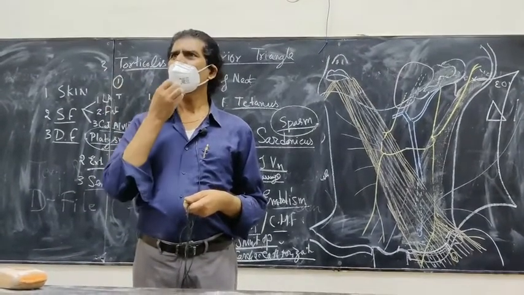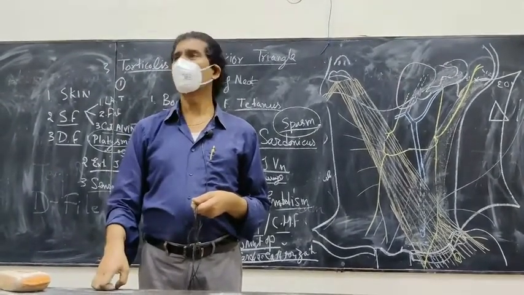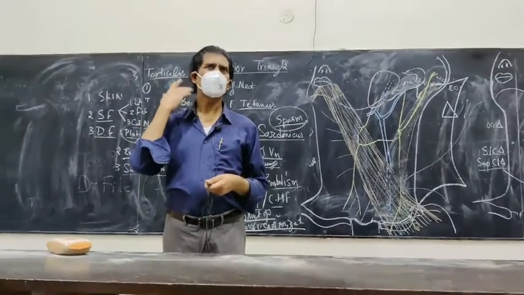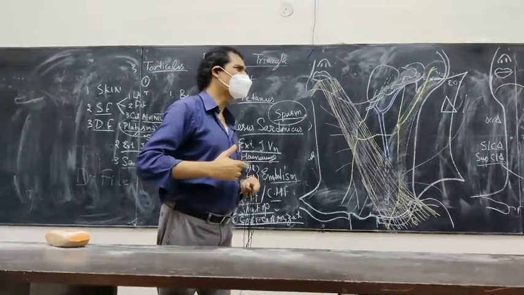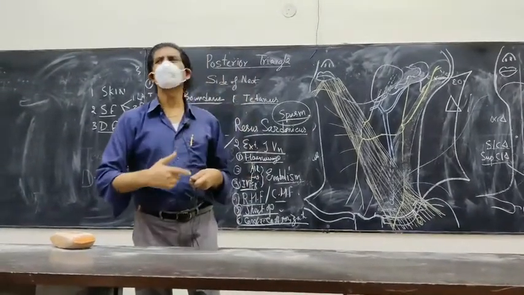And sometimes, you have experienced this during winter, that when they undergo spasm, you cannot turn your neck, you have to turn the whole of your body like this. Have you experienced this? So this is your accessory nerve.